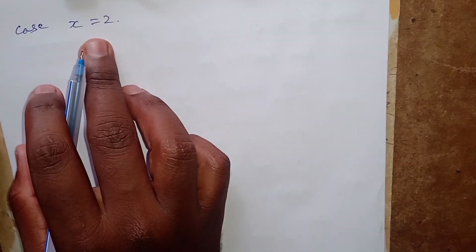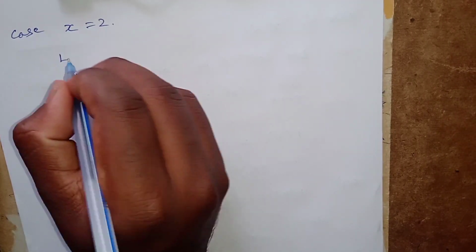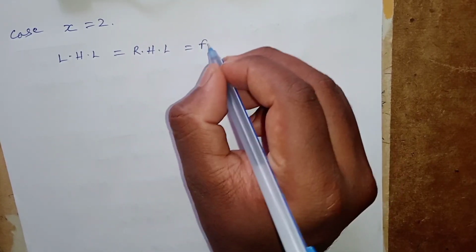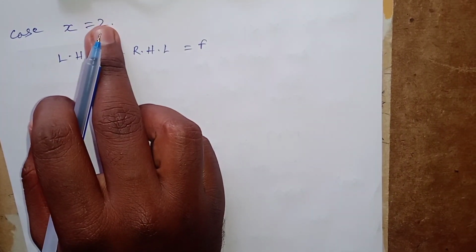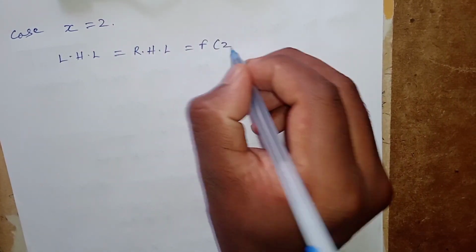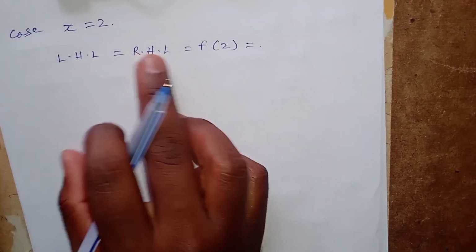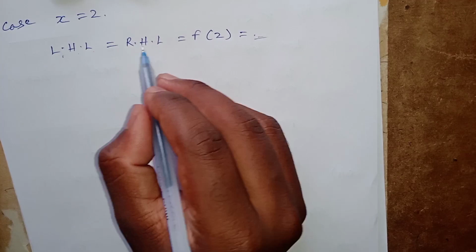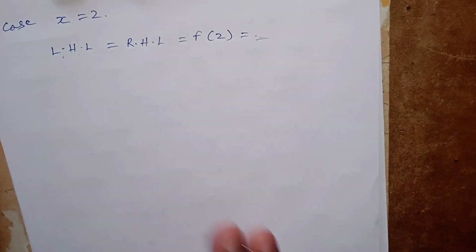Okay, next at point, case 2, x is equal to 2, you have to check at the point. Here left hand limit equal to right hand limit equal to f of a. f of a is nothing but x is equal to a, here 2, therefore 2. You have to satisfy the three conditions, the value should be same. Here if left hand limit not equal to right hand limit, then it is discontinuous.